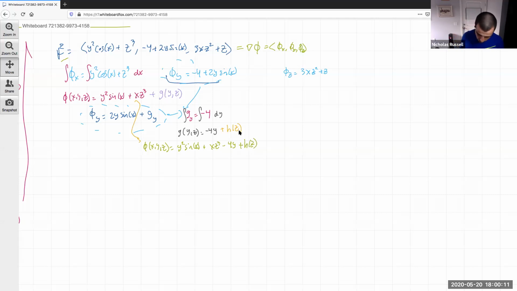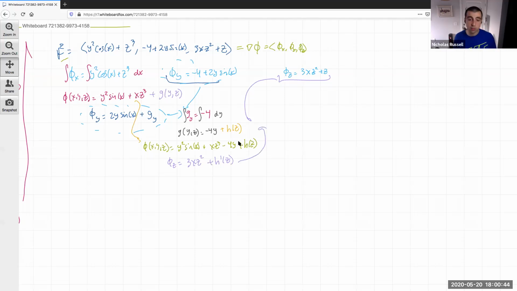And now I need to find what this h of z is. And I have one other option of doing that, right? I only have this one last little piece of information that I continually write incorrectly. So the way to do that is now to take this function's derivative with respect to z. So let's do that. With respect to z here, this term goes away. This one becomes 3x z squared. And this goes away, and this becomes h prime. And we can write h prime because it's only dependent on one variable.